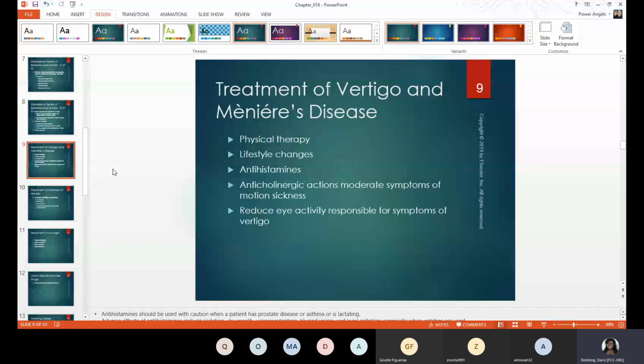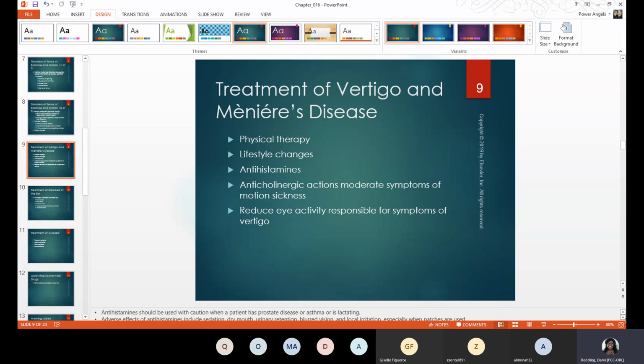And then another treatment that can help would be to reduce the eye activity that's responsible for the symptoms of vertigo. So even if people are traveling and they might sense vertigo, there could possibly be some physical therapy that could assist in the way that they're feeling so that they don't feel as bad.